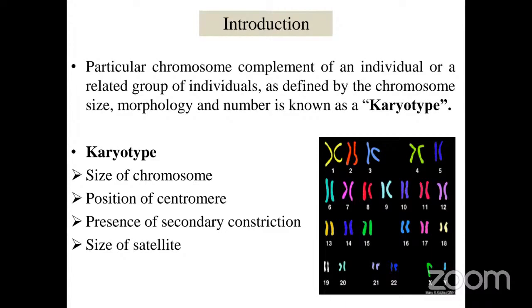You know that there are various chromosomes in a cell. In human beings, the total number of chromosomes is 46.